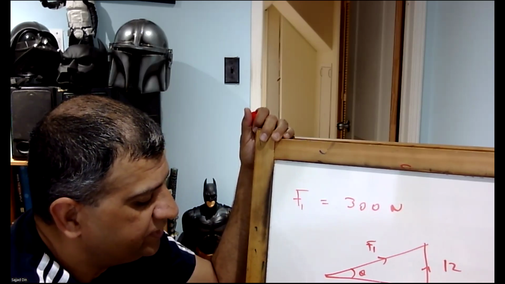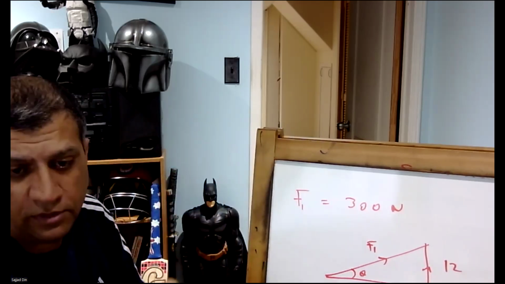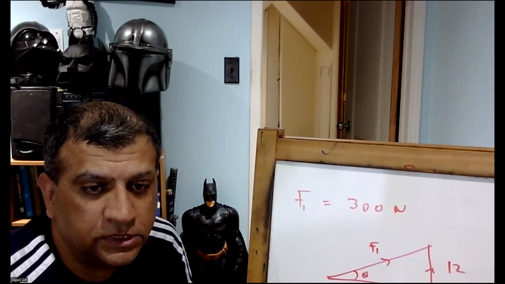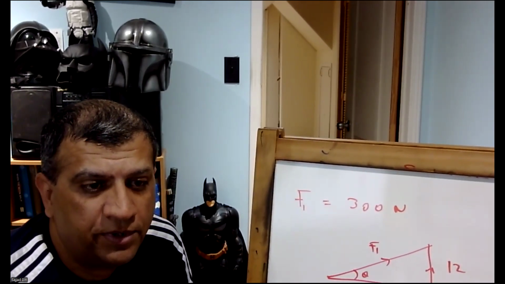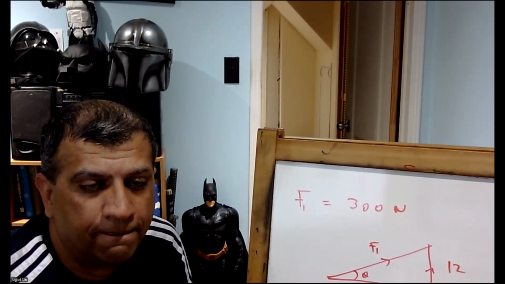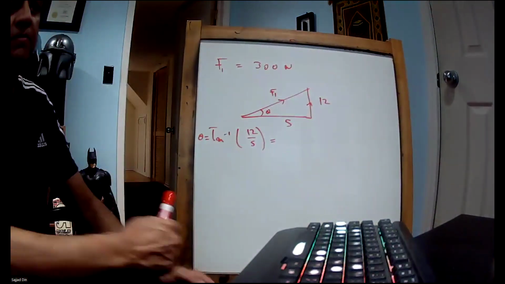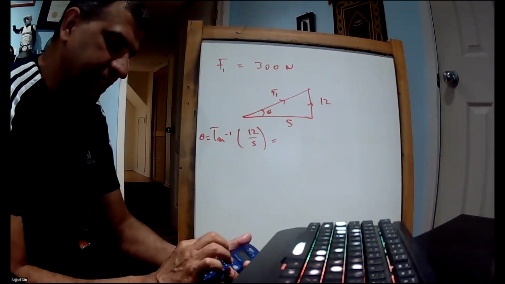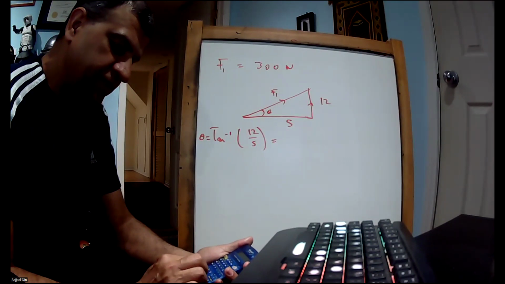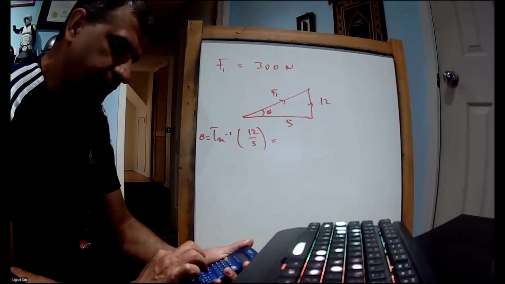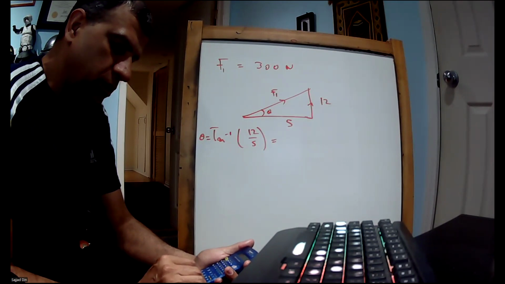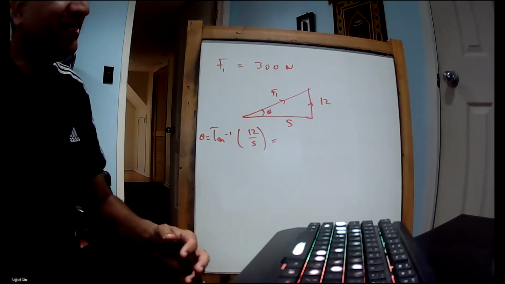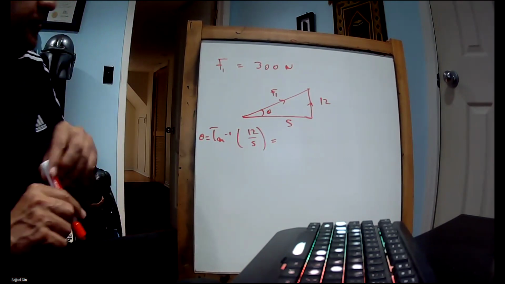So opposite over adjacent. Sir, we can't see the full. See it? Let me change the camera angle. Okay, so you should be able to see it now. Thank you, sir. 12 over 5. Hopefully I got it right this time. You divided by 5. So that's what? 67.38 degrees.